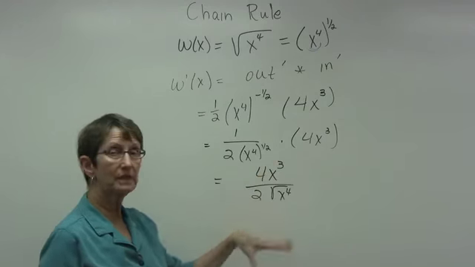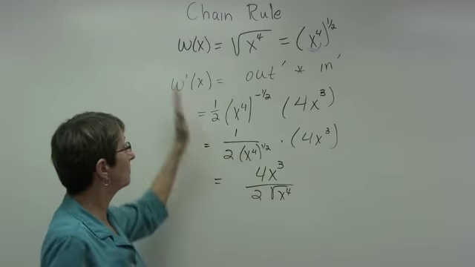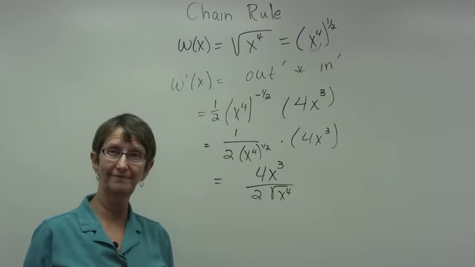Now, there's a lot that could be done here. I could cancel the 2 and the 4. I could do more simplifying, but I'm just going to leave it as I've done the chain rule and I'm through doing algebra.